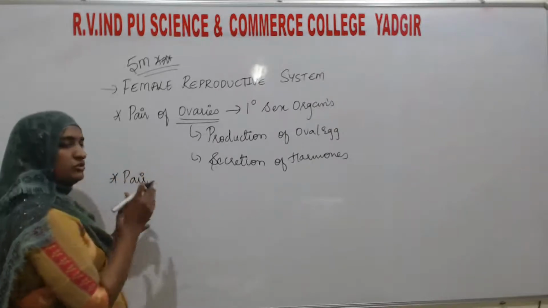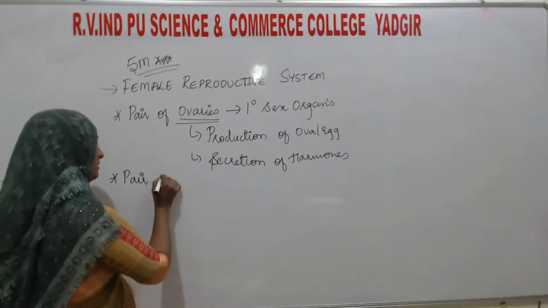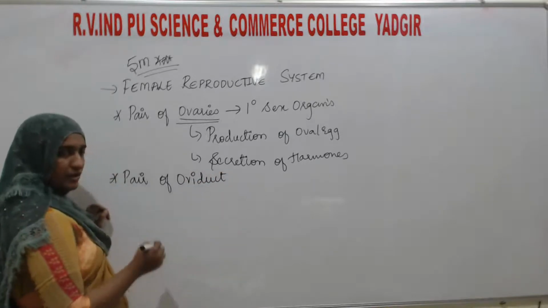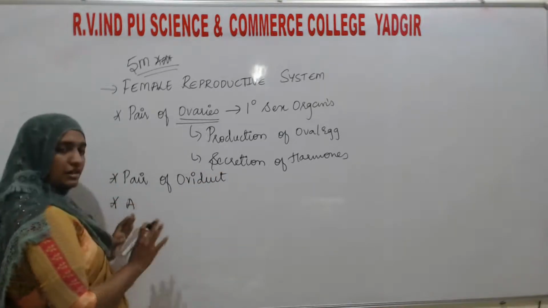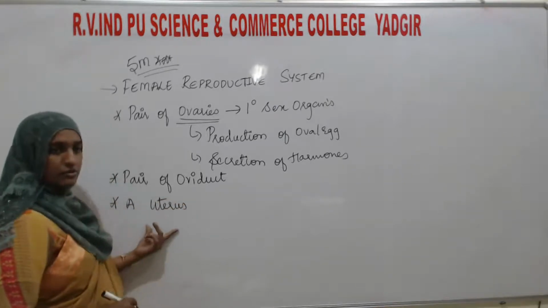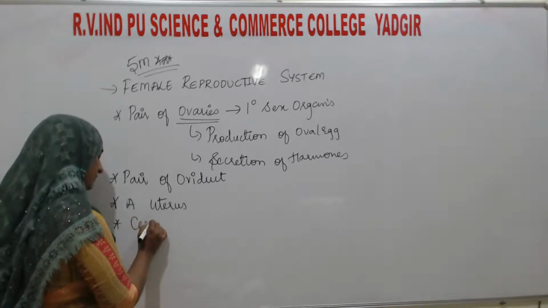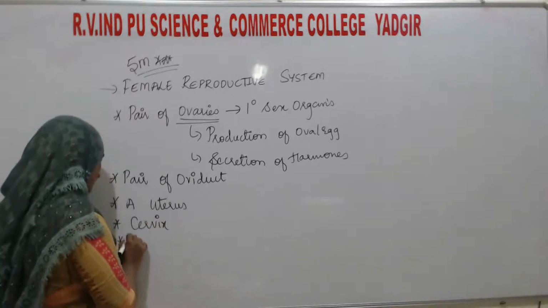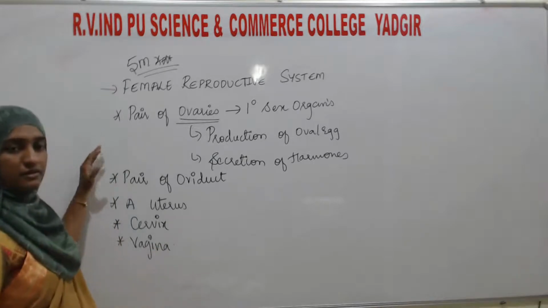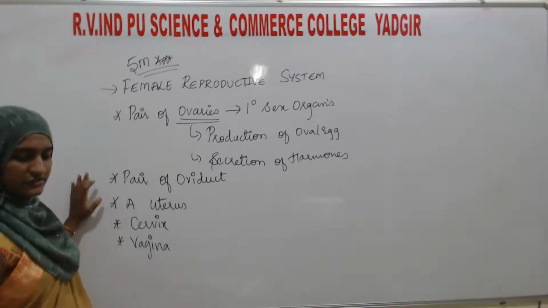Except ovaries, there is a presence of a pair of oviducts. Means to these ovaries there is a pair of ducts or tubes, that is the oviduct. A pair of oviducts, and then it's not a pair, that is the uterus. Uterus will be there. Then after the uterus, cervix, and lastly vagina. These are the different parts of the female reproductive system.